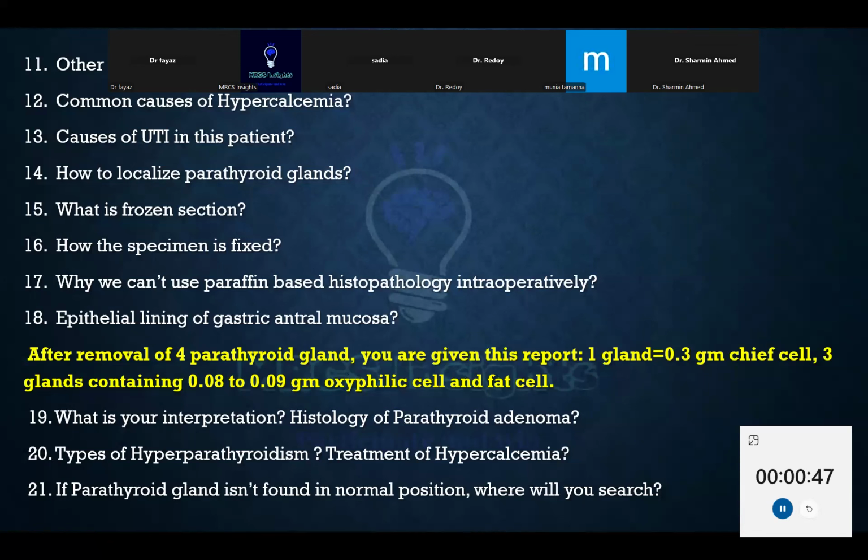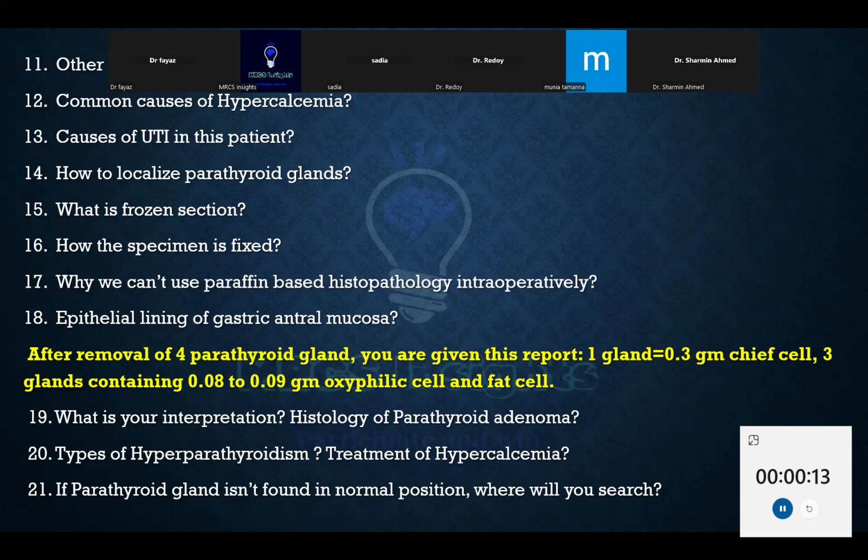Pre-operatively, we can do a sestamibi scan. If it is intraoperative, we can do frozen section. You have already told that. Frozen section. Okay. Post-operatively, we can check the parathyroid hormone. Okay. So this patient had urinary tract infection. So what will be the cause? This is due to formation of renal stone due to hypercalcemia.